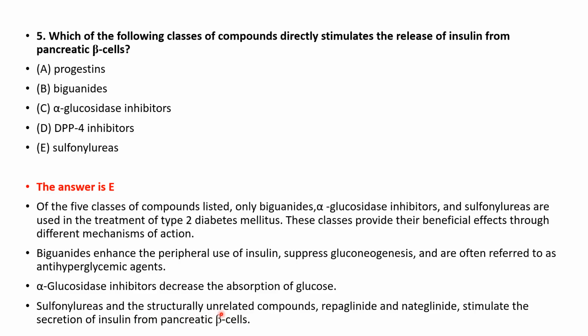Sulfonylureas and the structurally unrelated compounds such as repaglinide and nateglinide stimulate the secretion of insulin from pancreatic beta cells. So, hence the answer came as option E, that is sulfonylureas. Examples include glibenclamide, glimepiride, glipizide, etc.